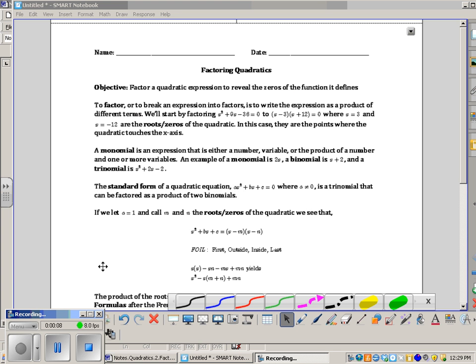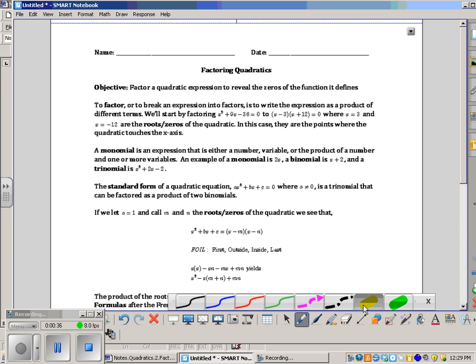So we're looking at factoring quadratics. Our objective is to factor a quadratic expression to reveal the zeros of the function it defines. I want you to read this sheet. I'm going to point out a couple things I think are important, and I'm going to be calm. I'm going to write clearly. I'm going to model effective, exemplary solutions, and I'm going to do my best here to review factoring.